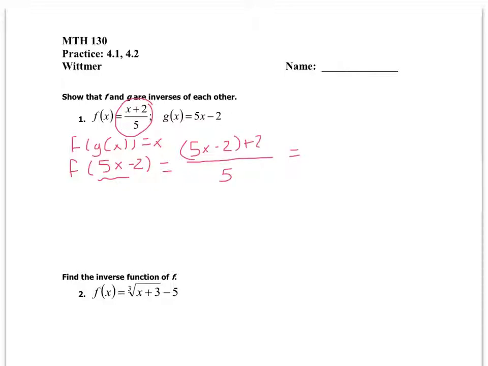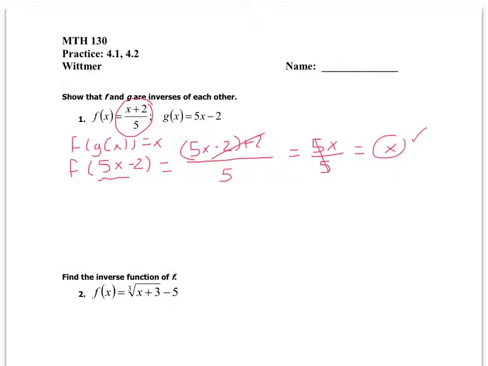If we simplify each step at a time, the negative 2 plus 2 would be the first to undo the operation. That gives us the next step, 5x divided by 5. Here the 5's cancel, and that leaves us with x.